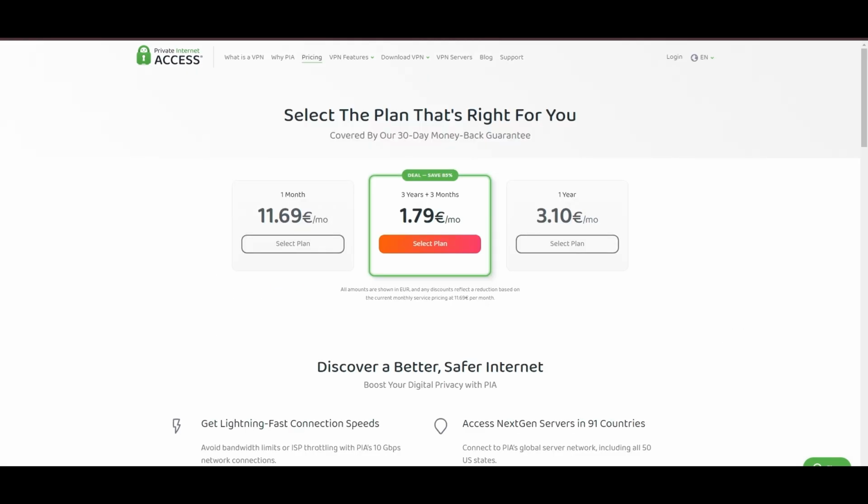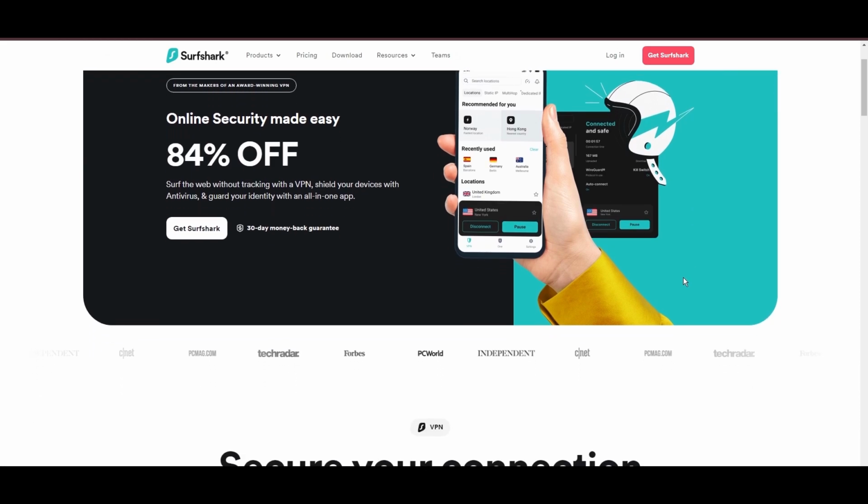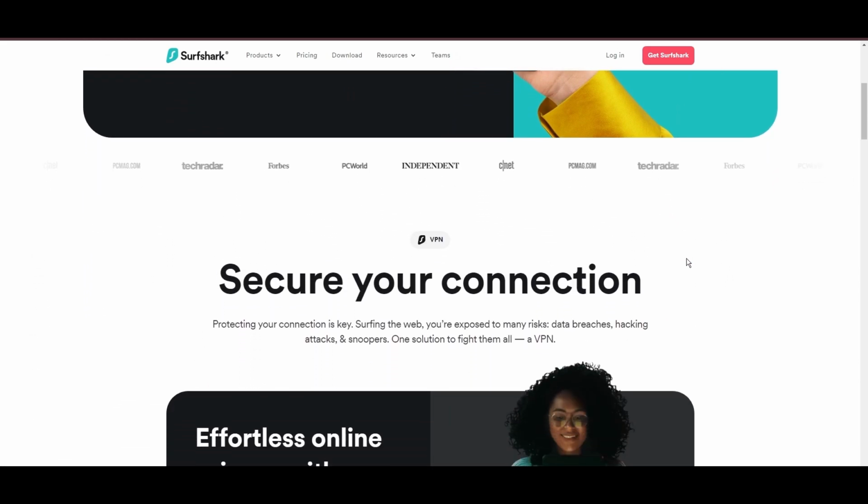PIA's pricing strategy is notably competitive, offering significant savings for long-term commitments, standing out in a crowded VPN market. In summary, Private Internet Access sets itself apart with its unmatched server network and competitive pricing, emerging as a compelling choice for users in Minnesota.